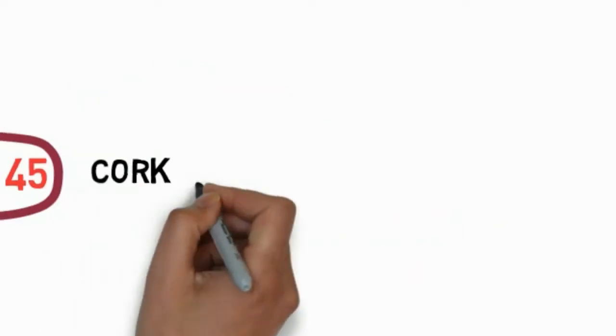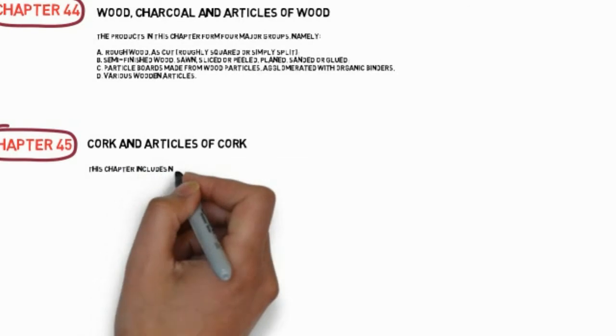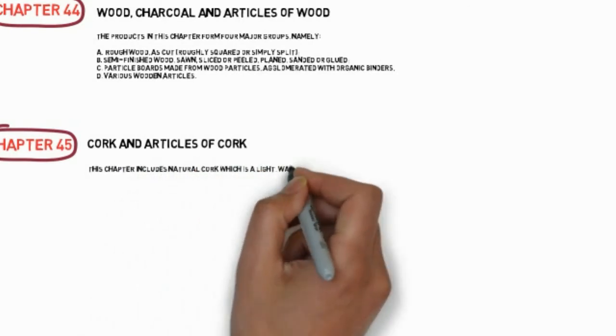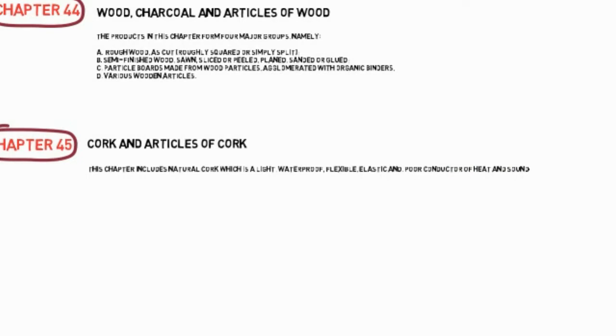Chapter 45: Cork and Articles of Cork. This chapter includes natural cork, which is light, waterproof, flexible, elastic and a poor conductor of heat and sound. This chapter also includes agglomerated cork, which is obtained by crushed cork agglomeration operations, with a binder such as rubber, glue, tar, plastic, or without a binder at a high temperature.